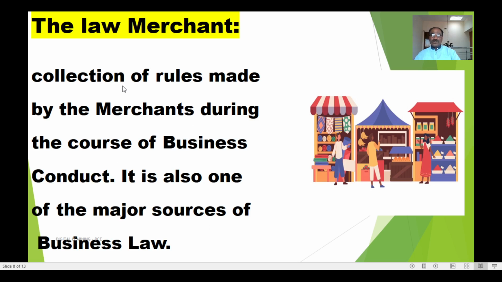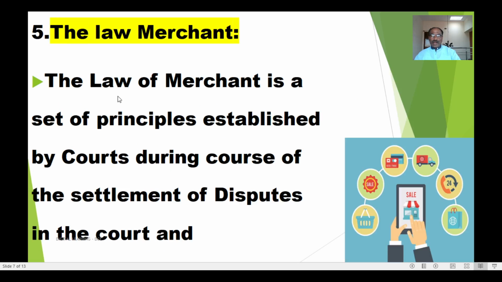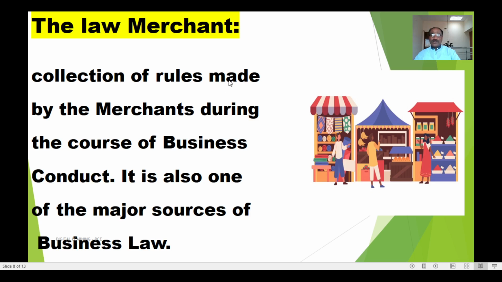And not only that, the law merchant contains the set of principles established by the courts during the course of the settlement, but also a collection of some rules made by the merchants during the course of their business, at the time of doing the business. This is how the law merchant becomes one of the major sources of business law, which we can understand.